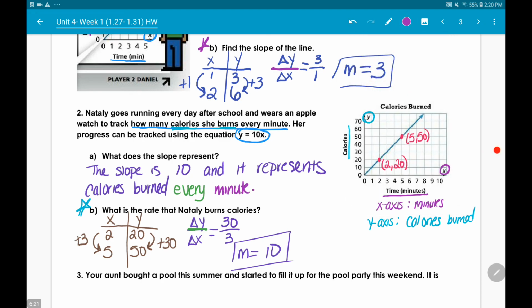All right, and number 3, guys, I want you to try it on your own. That's a bonus. Bring it into class, and we will check it off.